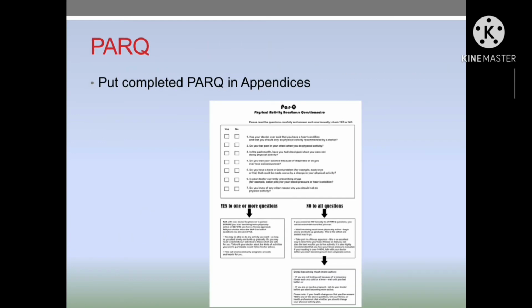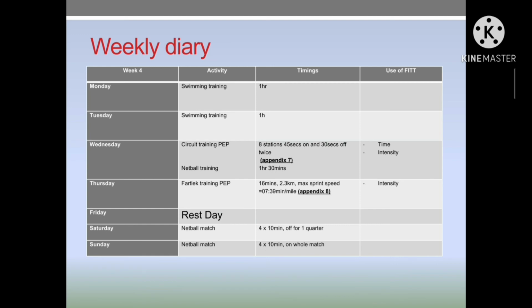You have to put a ParQ in that you've completed before you did your program. You have tick boxes that you have to do before you start. That must be included in your appendices, and it must also be, as I said, I think in session 1, referenced. So you say that you completed a ParQ test and anything that came up on that test. That's just an example of a weekly diary. So if you want to pause it there, that's just a rough one.